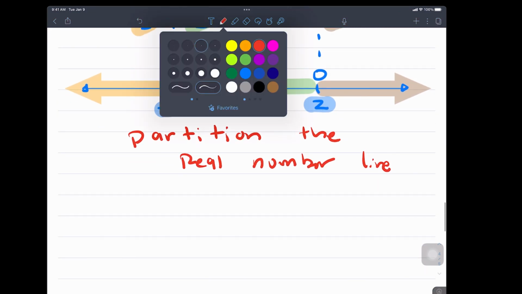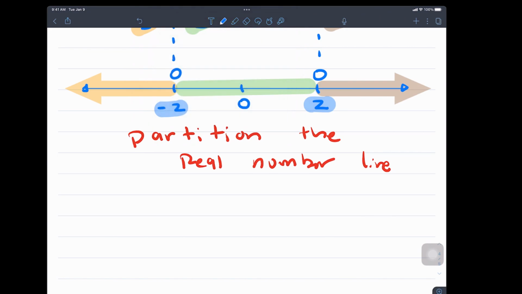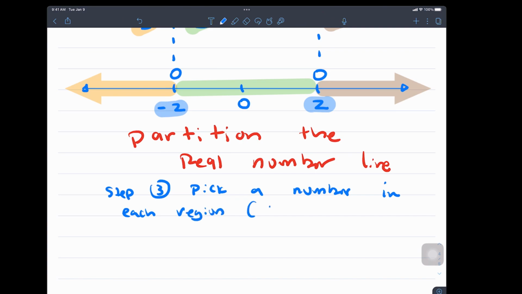So I'm going to do the following. I'm going to say this here. I'm going to say step number 3 now. Okay? You're going to pick a number in each region. This is called a test point, to test each region.